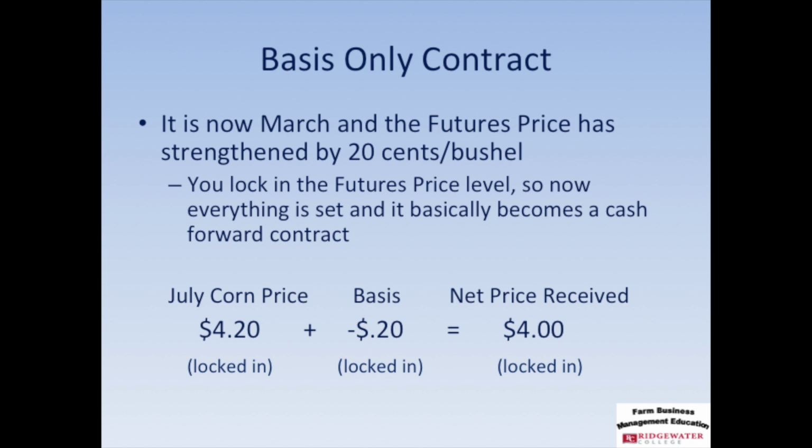We still got that minus 20 basis locked in already. Call the elevator, call the ethanol plant and say, hey, I like the futures at $4.20. Lock those in. They take $4.20 minus your pre-established basis, and you get $4 printed on your check.